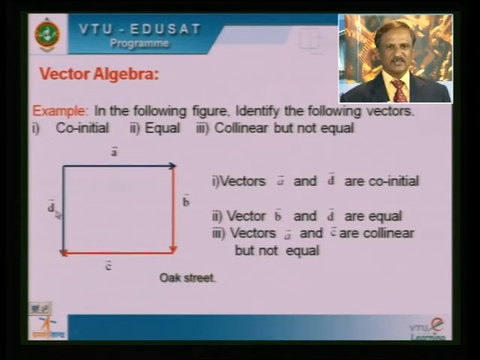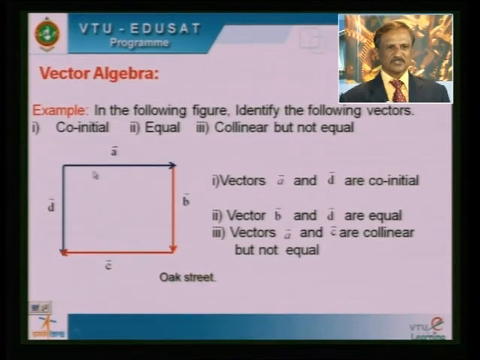You can say that A and D are co-initial, because the initial point is the same. That's why these two are co-initial vectors. Vectors B and D are equal. How do you say that these two vectors are equal? Because we have observed the length of B and the length of D, and the direction of B and the direction of D are the same. Length and direction of B and D are the same. That's why we can say that these two vectors are equal.